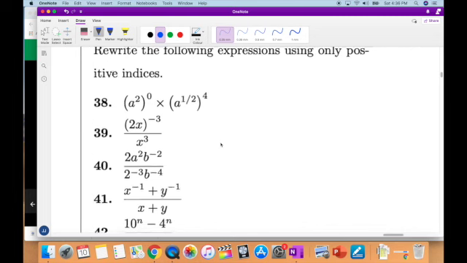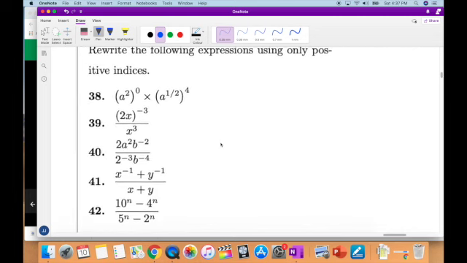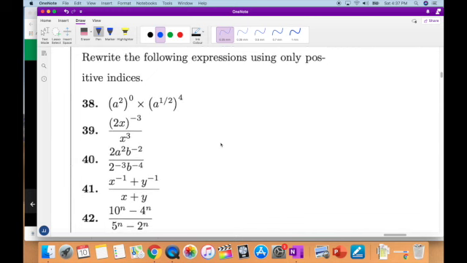Rewrite the following expressions using positive integers only. You have 5 minutes, right? I'm stuck. You're stuck? Which one? Number 2. Number 2? Alright, let me get going.